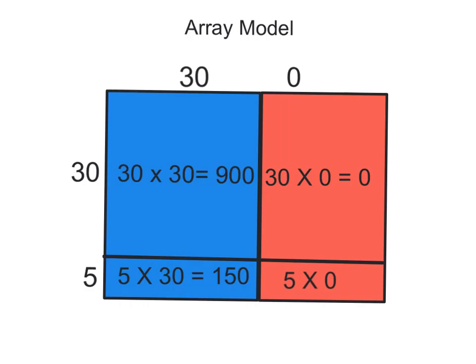Now we can multiply. 5 times 0 will give us 0. 5 times 30 will give us 150. Now we move over to the tens place. 30 times 0 will give us 30. And 30 times 30 will give us 900. If all four of these areas are added, we would get the answer 1050.